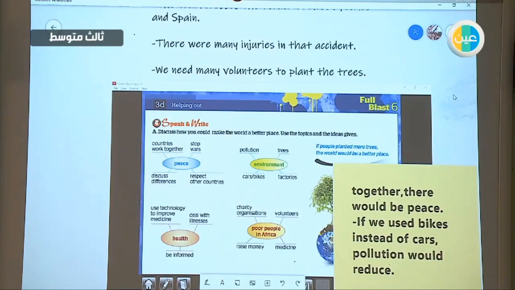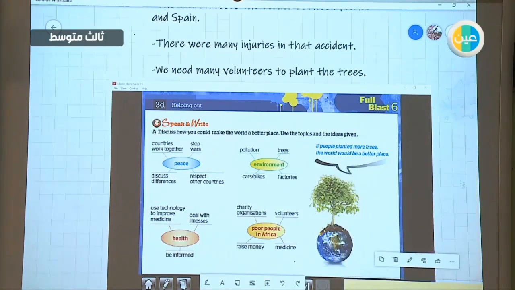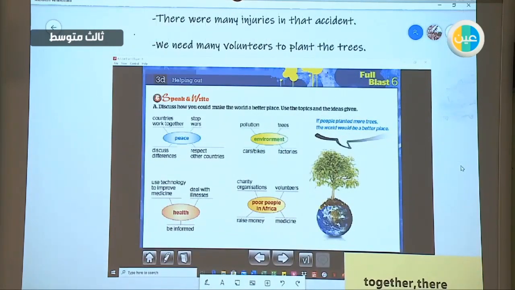Part 6. We're going to use the vocabulary that we have learned in this module to come up with sentences to talk about volunteering and making the world a better place. We're also going to use our understanding of the grammatical rule that we have learned in this module, which was the conditional sentence type 2, to form those sentences. I want you, first of all, to take a look at the speech bubbles. We have peace, environment, health, poor people in Africa.